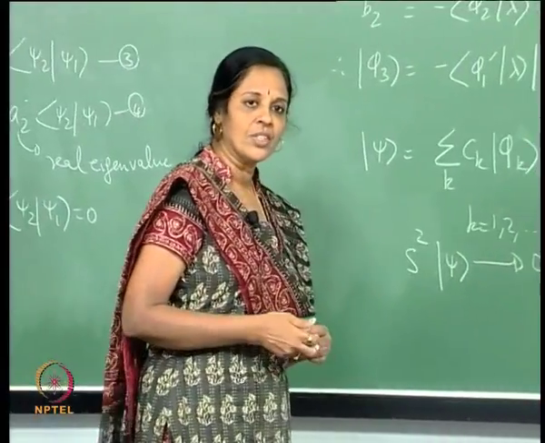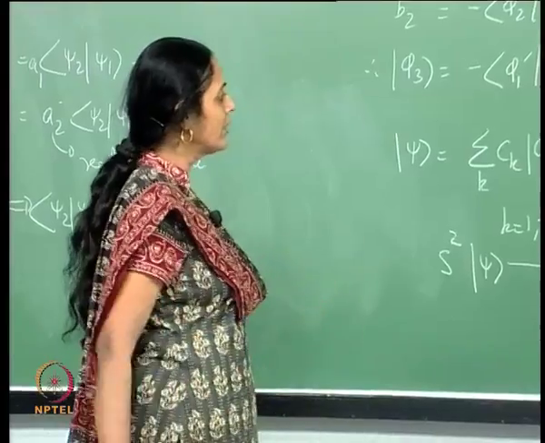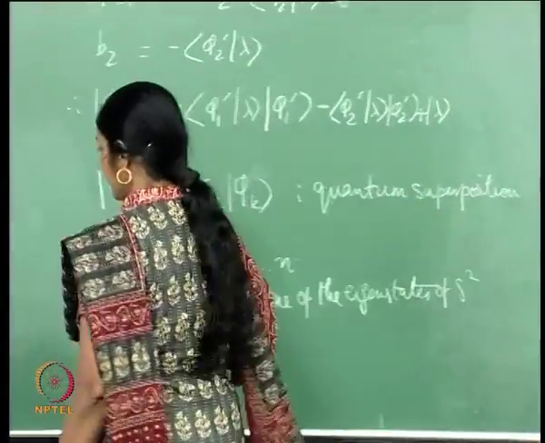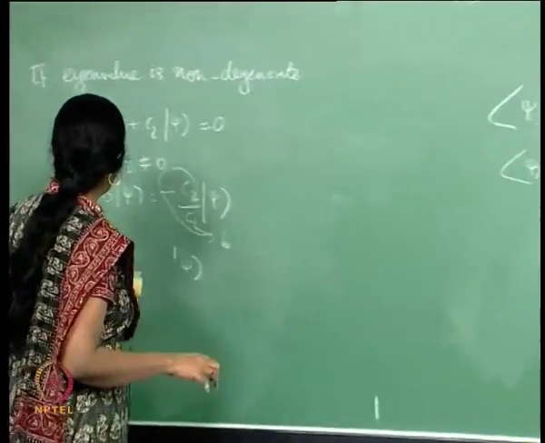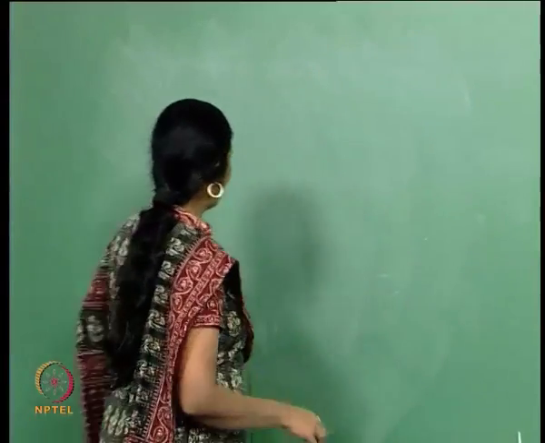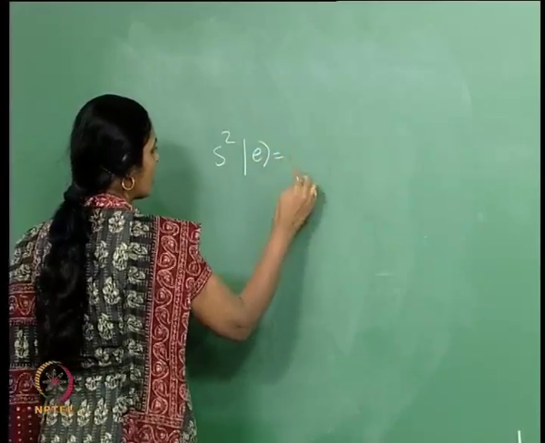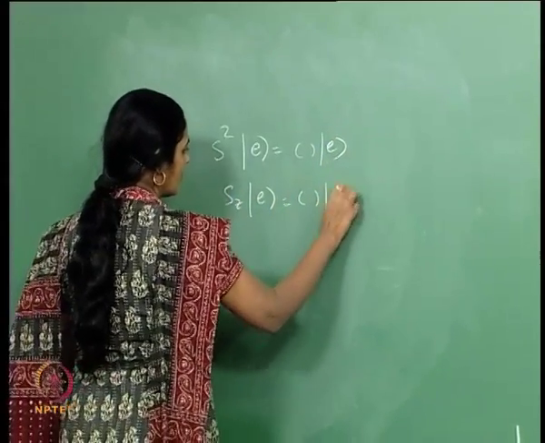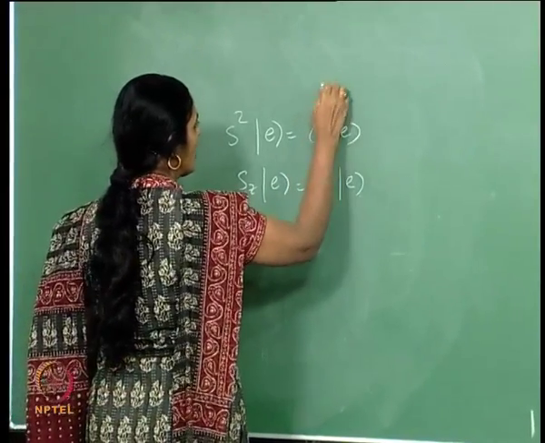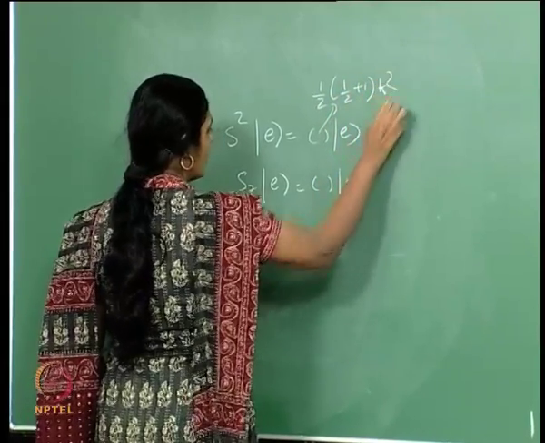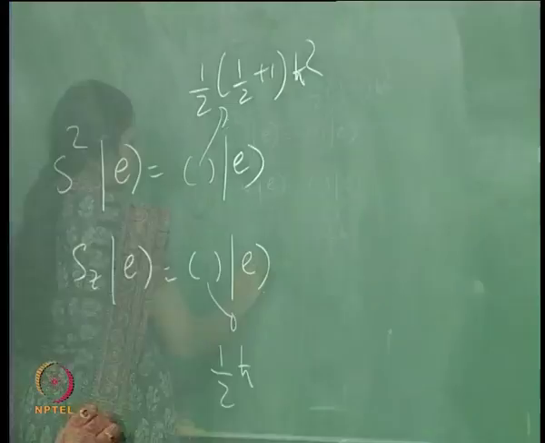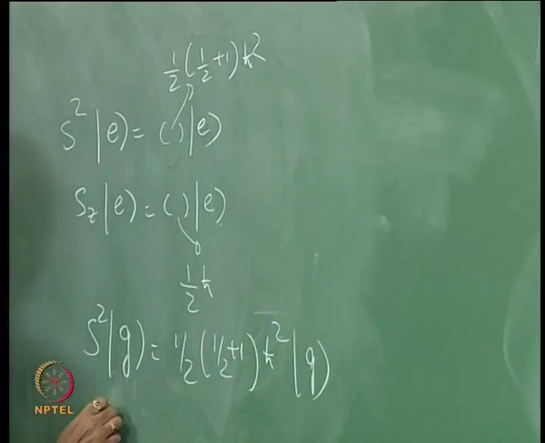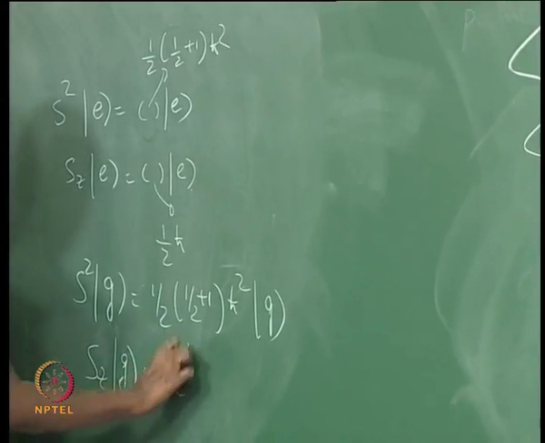Consider linear combinations of the degenerate eigenvectors and show once more that there is a complete set of common eigenvectors for the two operators that commute. Taking the example that we are familiar with, S squared commutes with Sz, and we know that they have common eigenvectors. S squared on the excited state e gives half into half plus 1 h cross squared e, and Sz e is half h cross e. Similarly, S squared on the ground state gives half into half plus 1 h cross squared g, and Sz g is minus half h cross g.